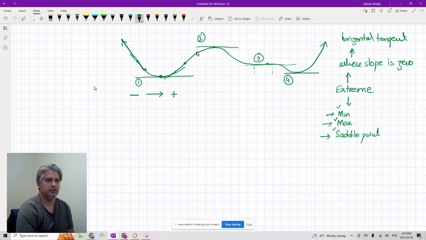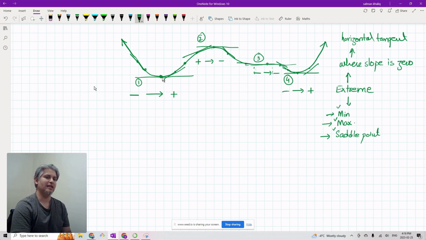Over here, at this particular point, the slope is positive. How do I know positive? It is inclining up. And at this particular point, the slope is negative. So it is going from positive to negative. Over here, the slope at this point is negative, and the slope at this point is negative. So it is going from negative and staying negative. At this point, the slope here is negative, going downward, and the slope here is positive. So it is going from negative to positive.